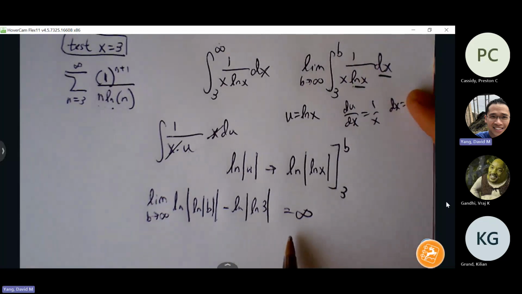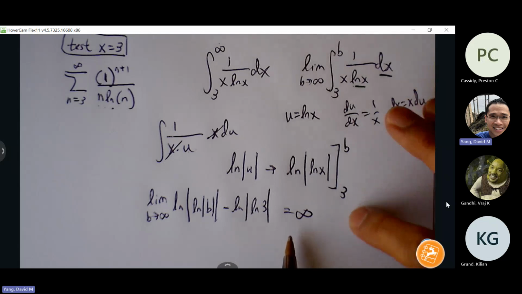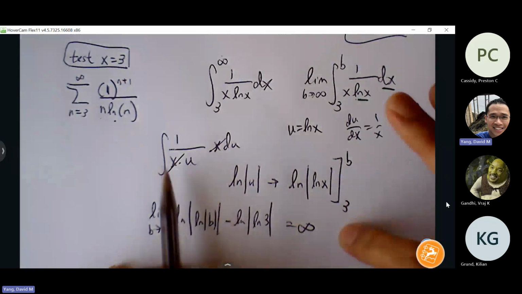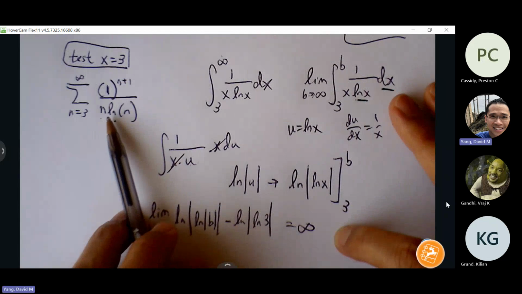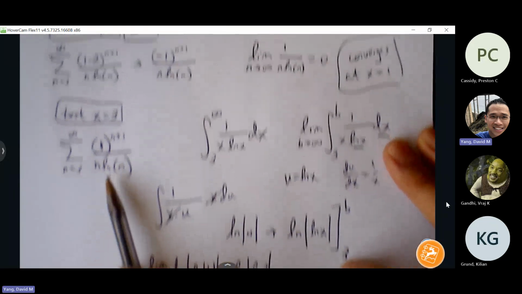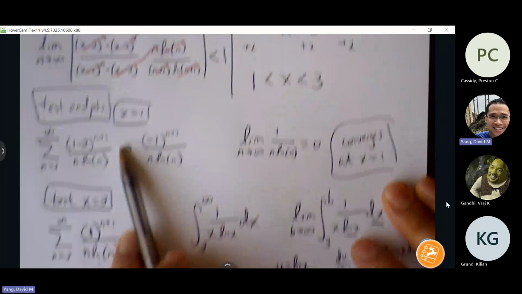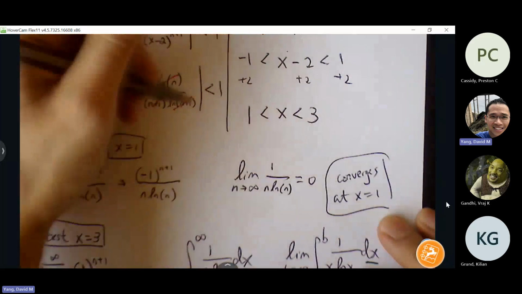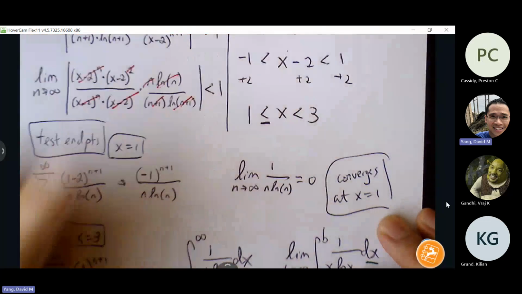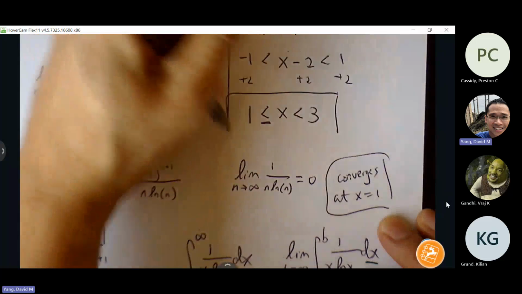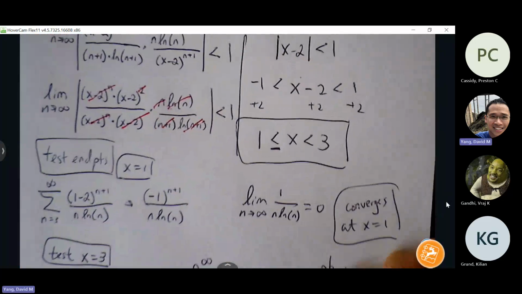So we know that we're going to diverge at x equals 3 because the endpoint is not going to allow for the convergence, but the 1 does converge. So our interval of convergence, we can include 1, but we can leave out 3. So here's my interval of convergence.